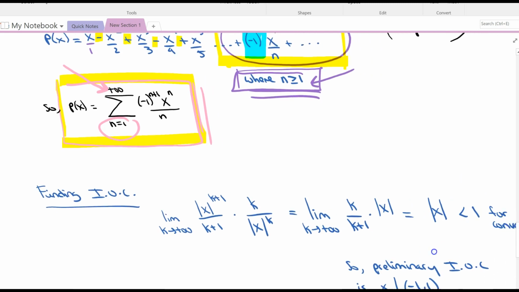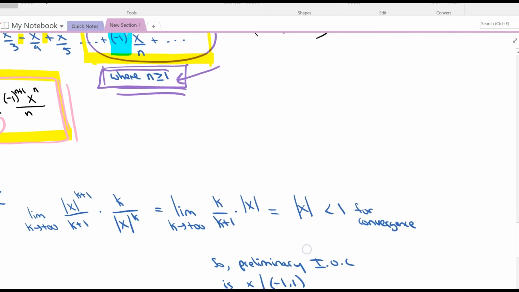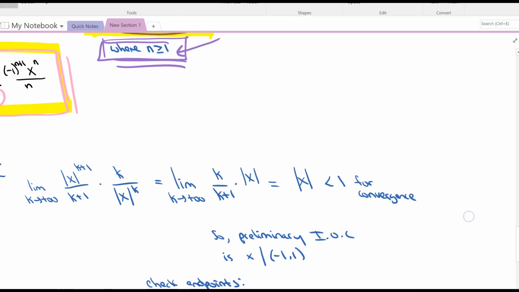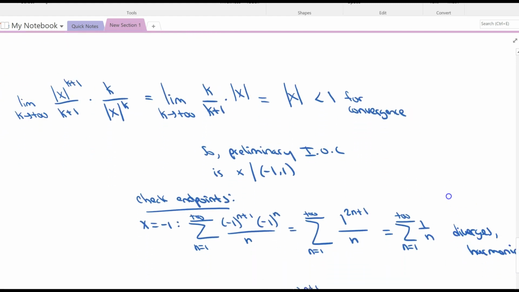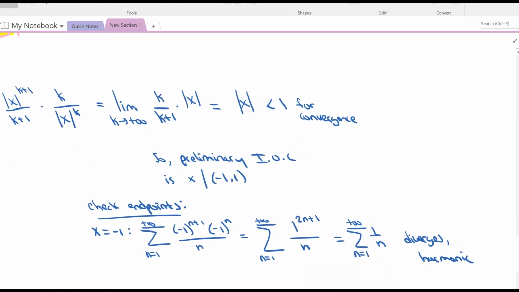Here's my work right here, using the ratio test for absolute convergence. I find the preliminary interval of convergence to be -1 to 1, not inclusive, of course. Checking the endpoints, look at my careful work here. When x equals -1, just note how these things simplify. So we know this series here diverges. It's the harmonic series after all.